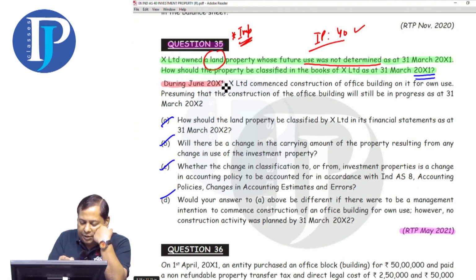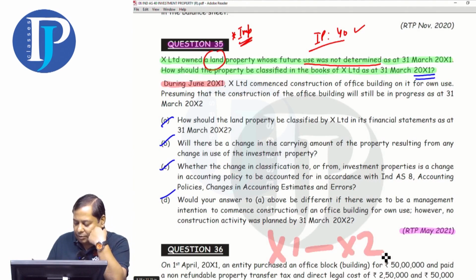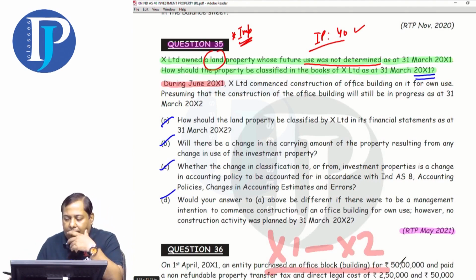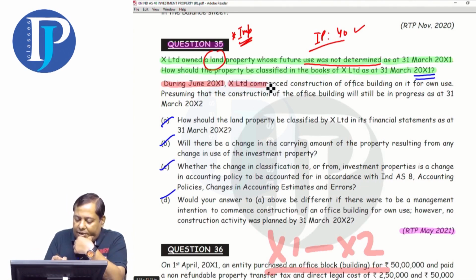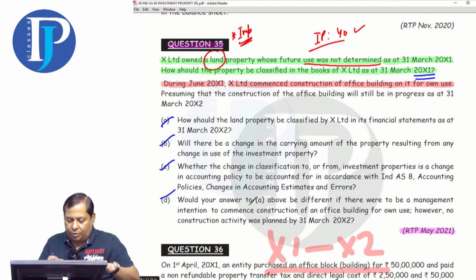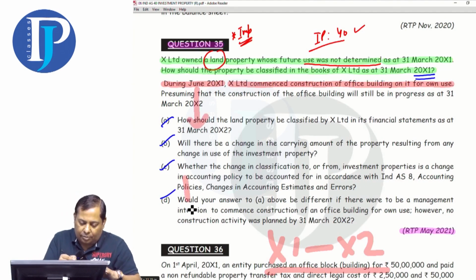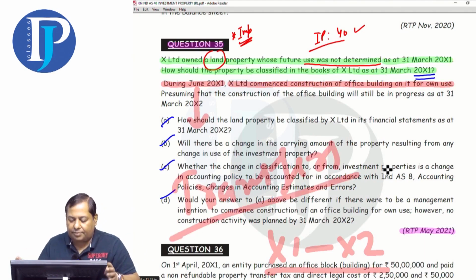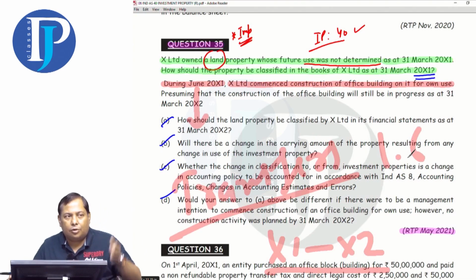During June X1, X2, it started. It had already started after the March, understood? X Limited commenced the construction of a new office building on the site for their own use. So on June 1st, this should be transferred. Transfers on June 1st and that too under Ind AS 16. So from 40 to 16 and that too at carrying amount.